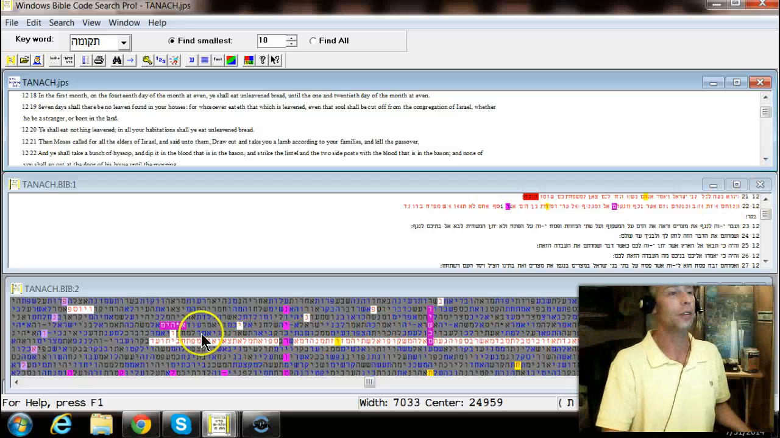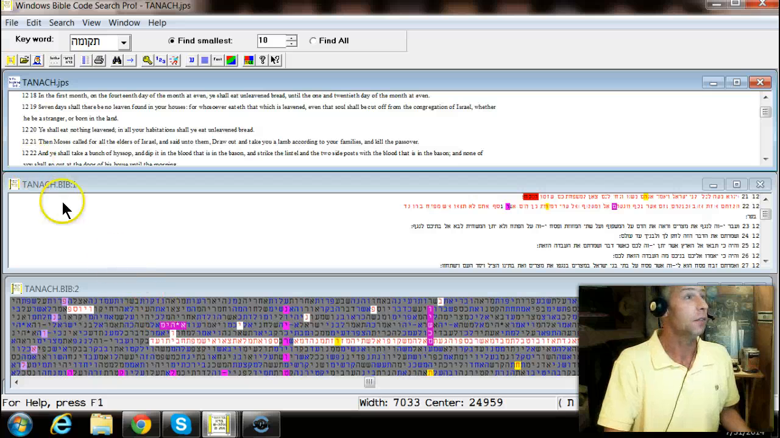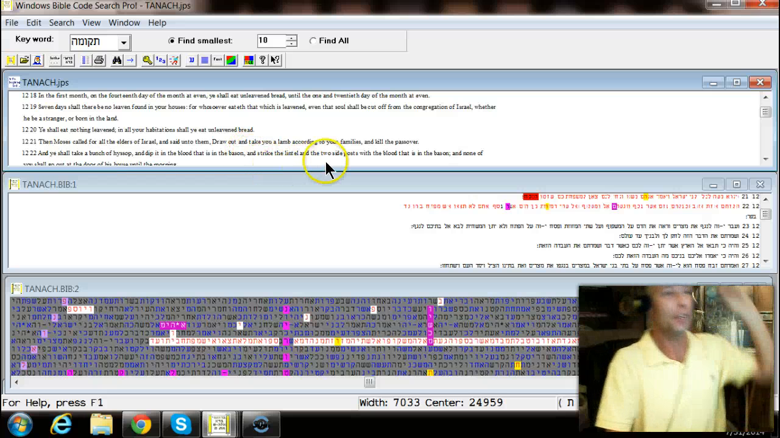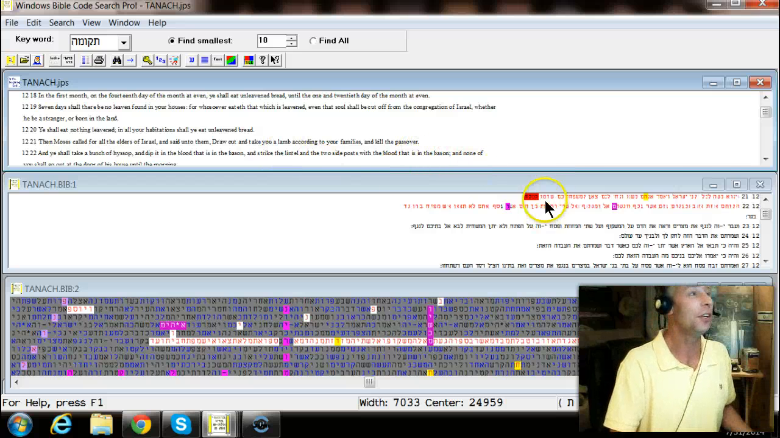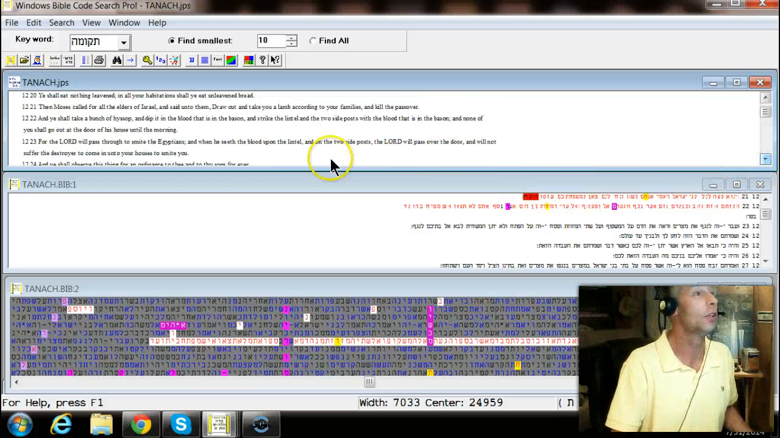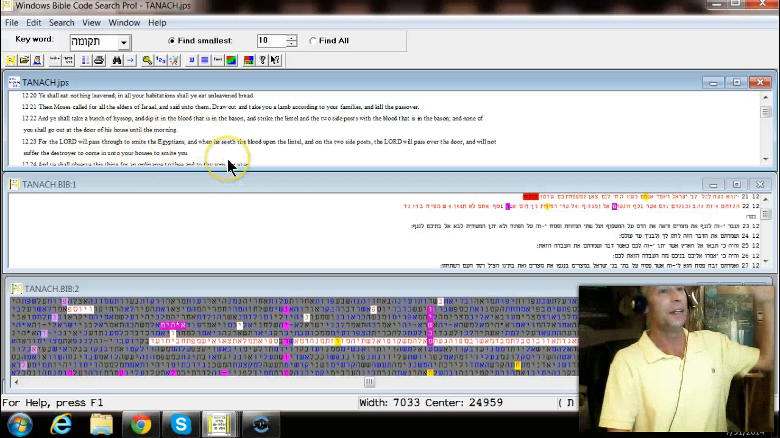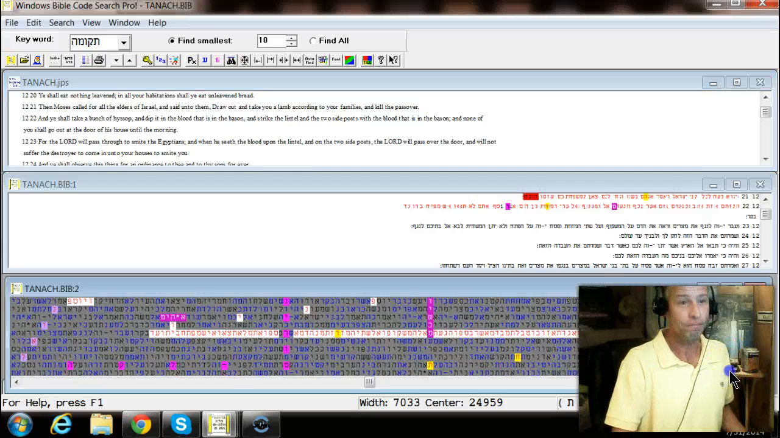And here it is right there in the top of this Exodus verse, and it says, and Moses called for the elders of Israel, and said to them, draw out and take you a lamb according to your families, and kill the Passover. And ye shall take a bunch of hyssop and dip it in the blood that is in the basin, and strike the lintel and the two side posts with the blood that is in the basin, and none of you shall go out of the door of his house until morning. Okay? Now, skip all the way down.